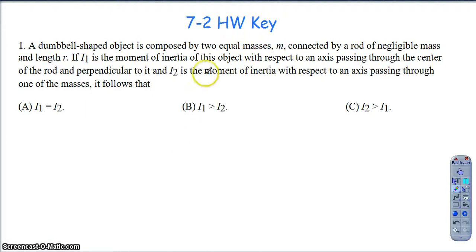Okay, so for part 1 here of homework 7-2. Picking up with question 1 then, they give us a dumbbell-shaped object that's composed of two equal masses.